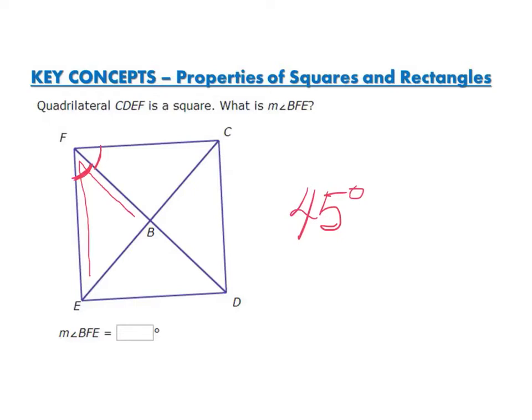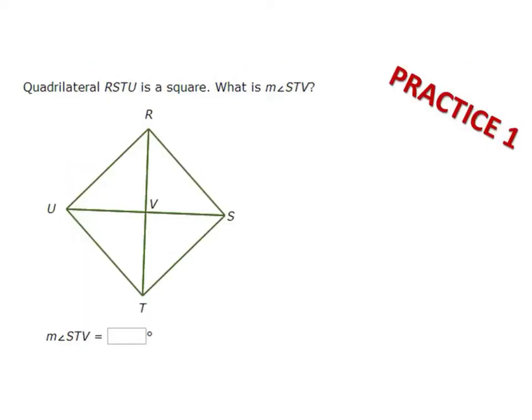If they had asked what the measurement of angle F was, just F, the whole thing would be 90 degrees. But since they're giving us this smaller angle, it is 45 degrees. Here's your first practice problem. Quadrilateral RSTU is a square. What is the measurement of angle STV?